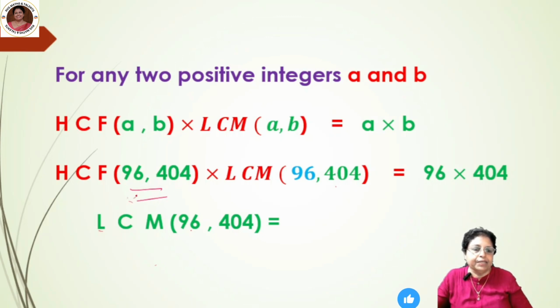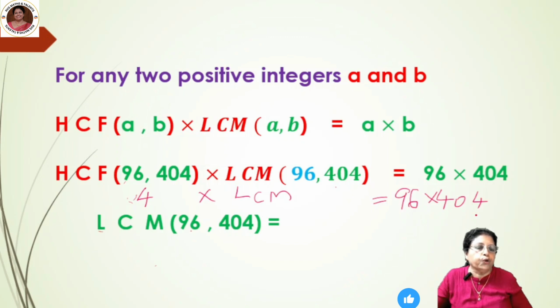You got it? Here HCF of 96 and 404, what is it? You substitute the values here. So HCF of 96 and 404 is 4. 4 times LCM will be equal to 96 times 404. Okay. So LCM of 96 and 404 equal to 96 times 404 divided by 4. Then you have to find out that value. Okay. So you can simplify like this.